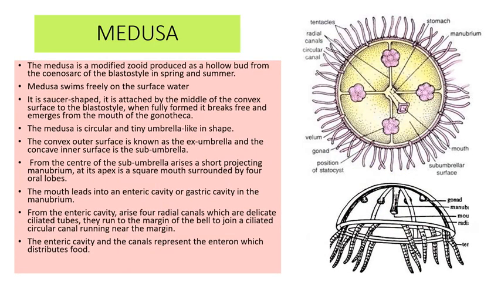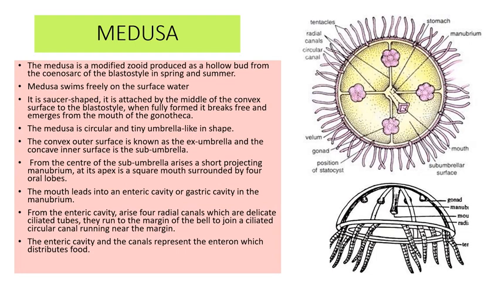The medusa is a modified zooid produced as a hollow bud from the coenosarc of the blastostyle in spring and summer. The medusa swims freely on the surface water. It is saucer shaped. It is attached by the middle of the convex surface to the blastostyle. When fully formed, it breaks free and emerges from the mouth of the gonotheca. The medusa is a circular, tiny umbrella-like structure in shape.